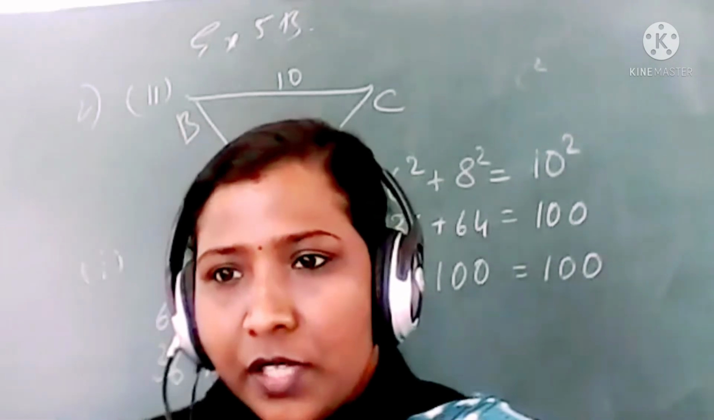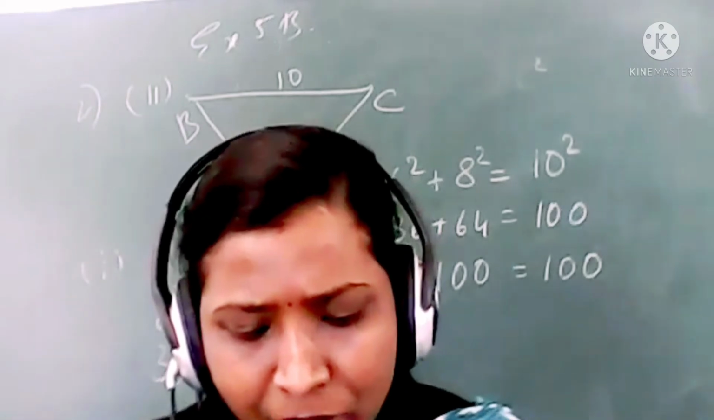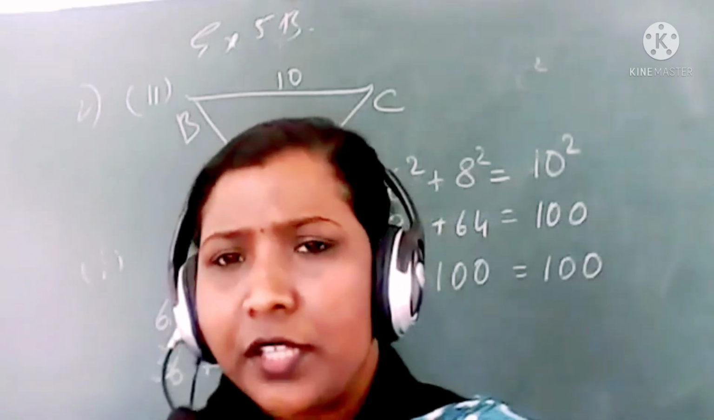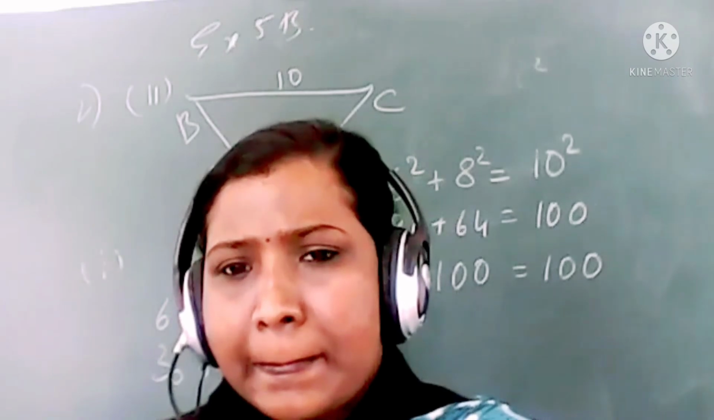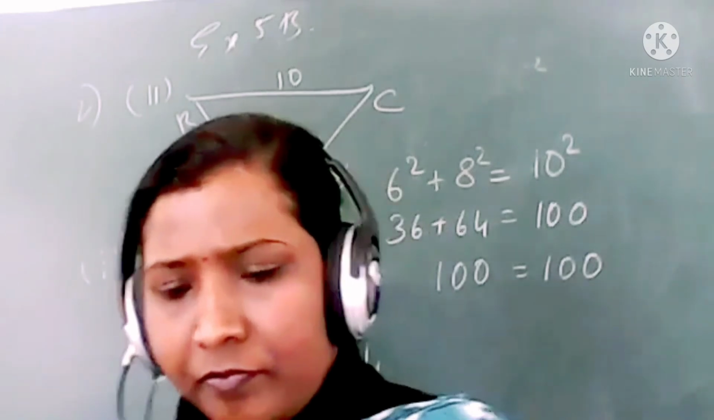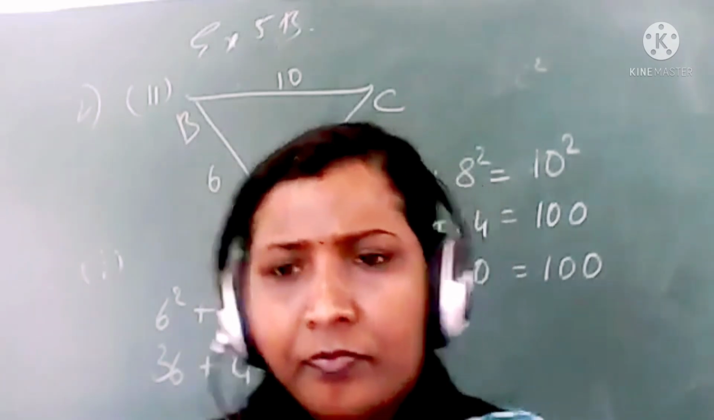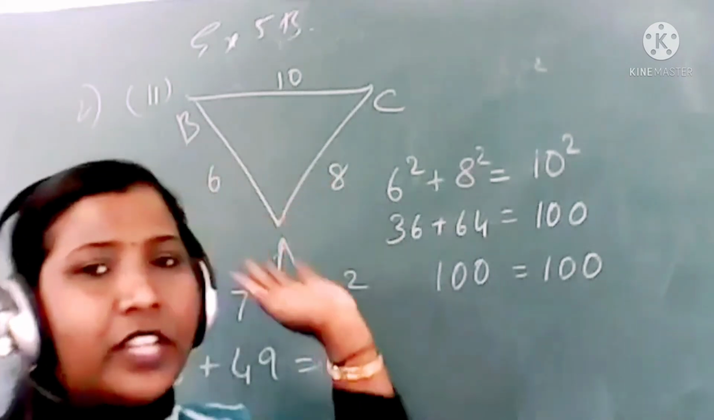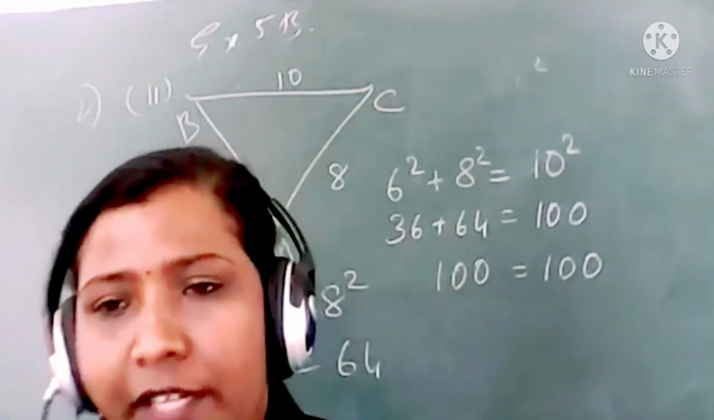Any doubt? Yes, Aditya, tell me. Ma'am, my doubt is that from the starting only we have to put root, no? No need to put it in the starting. You can put it afterwards also, no problem. In the last, when we are removing that square, then only the root will come to the right hand side.